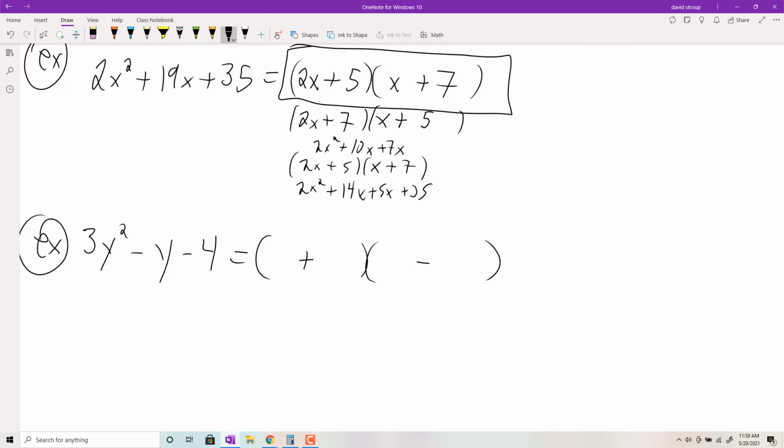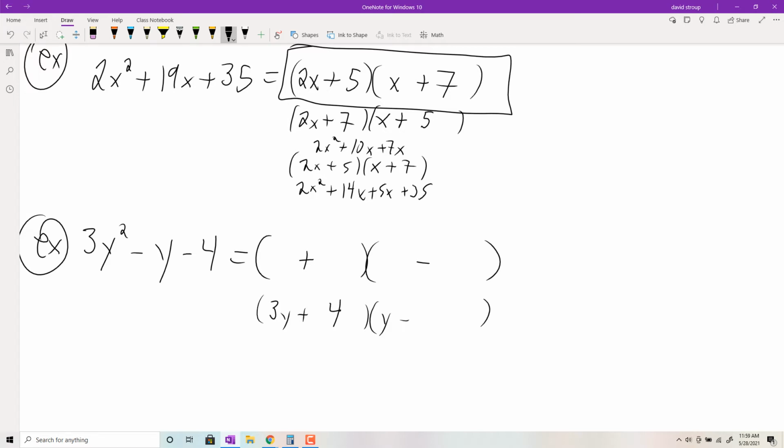So if I FOILed out my guess and I ended up with 3y squared plus y minus 4, all I have to do is change the signs and I'd have the answer. So that's not too big of a detail. Okay, so anyways, let's try some, right? So 3y and y, plus minus, and then some possible factorizations: 4 and 1, 1 and 4, 2 and 2. So there's really only 4 possible factorizations.